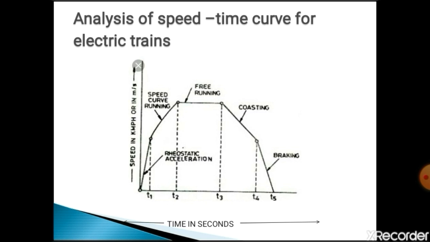Next, T2 to T3 is the free running period. The train runs at a constant speed in this period. Next, T3 to T4 is the coasting period. At the end of the free running period, the supply to the motor is cut off and the train is allowed to run under its own momentum, and the speed gradually decreases. T4 to T5 is the braking period. At the end of the coasting period, the brakes are applied and the train is brought to rest at the end of the run. So that is how it works.